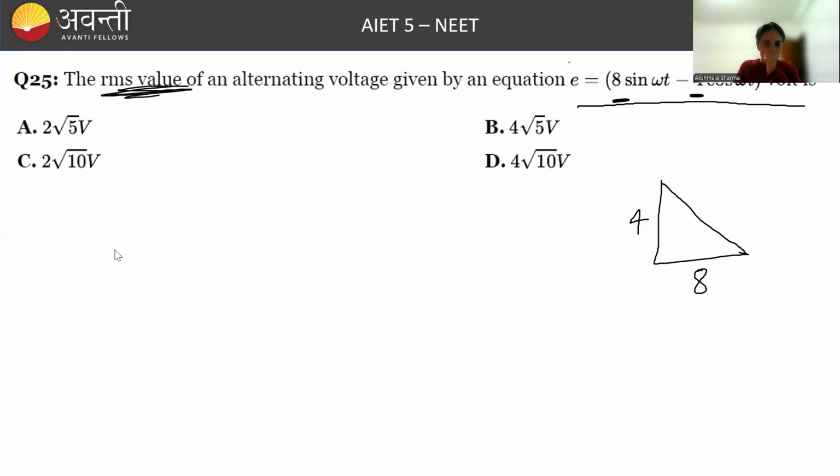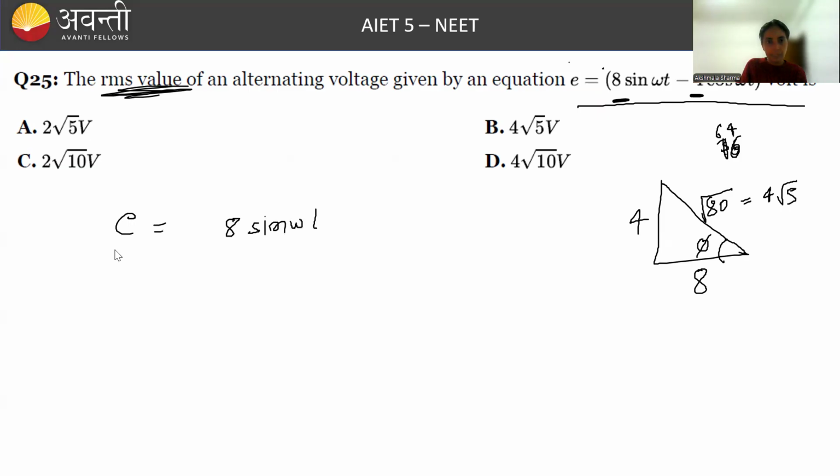Now you do one thing. Take this angle, suppose this is phi, and the hypotenuse will be equal to how much? 64 plus 16. So this will become root 80. This is your 4 root 5. Now, whatever hypotenuse you are getting, multiply this hypotenuse here and also keep that in division. So E is equal to how much?